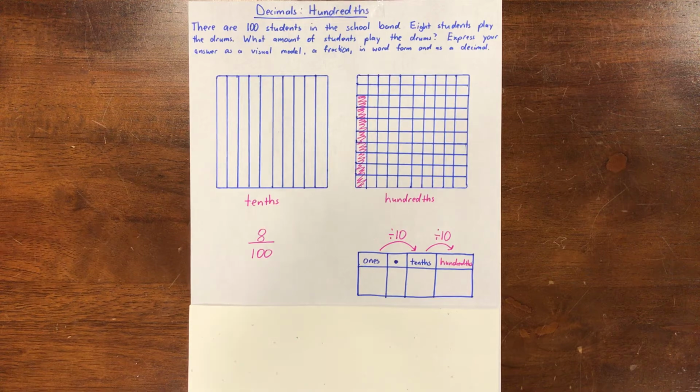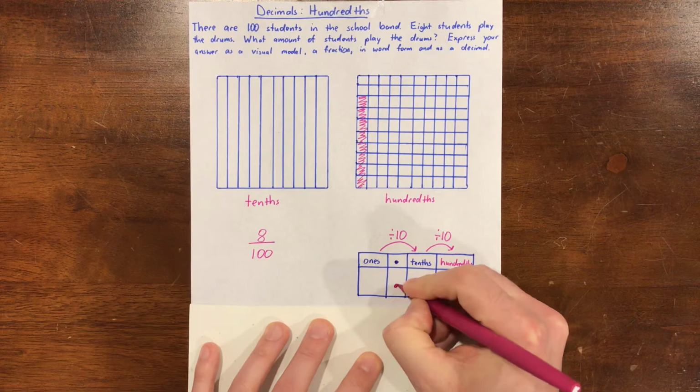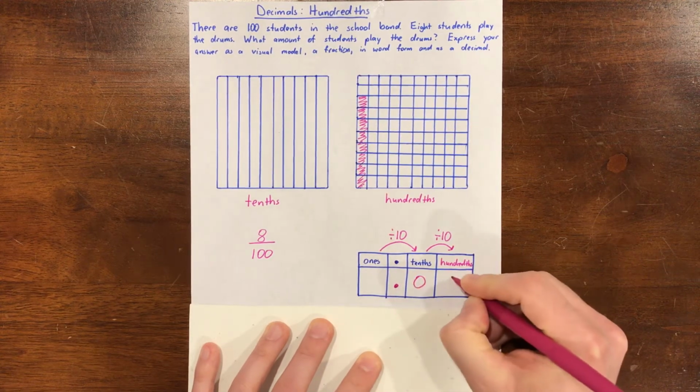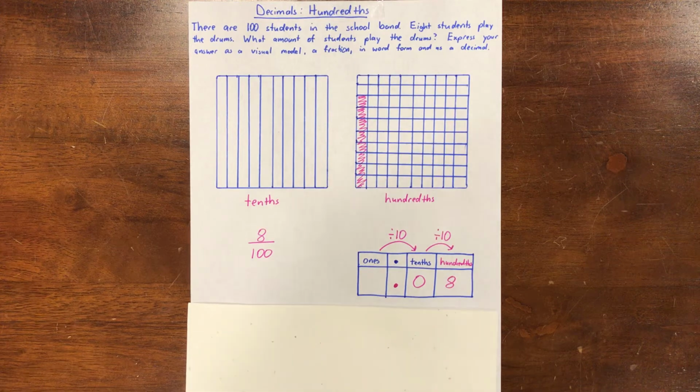Great. Okay, so how am I going to show the amount of the band that plays drums as a decimal? Say it out loud. Yes. I'm going to put a decimal point, 0.8. Great. Why do I write it like this? Say it out loud.